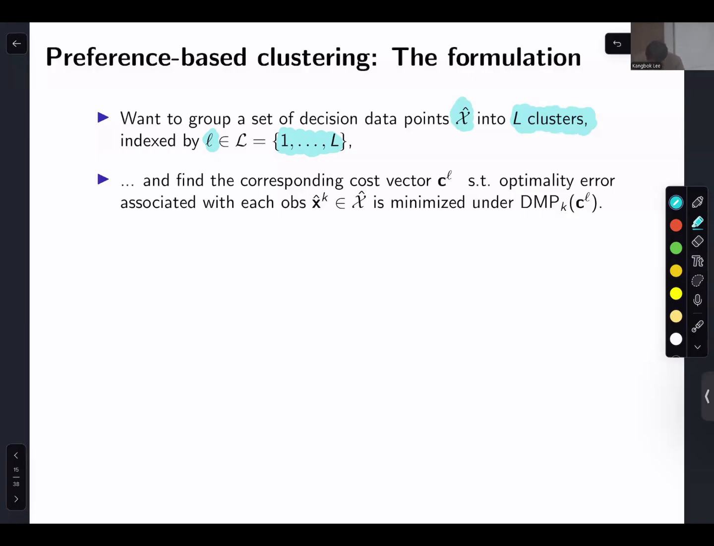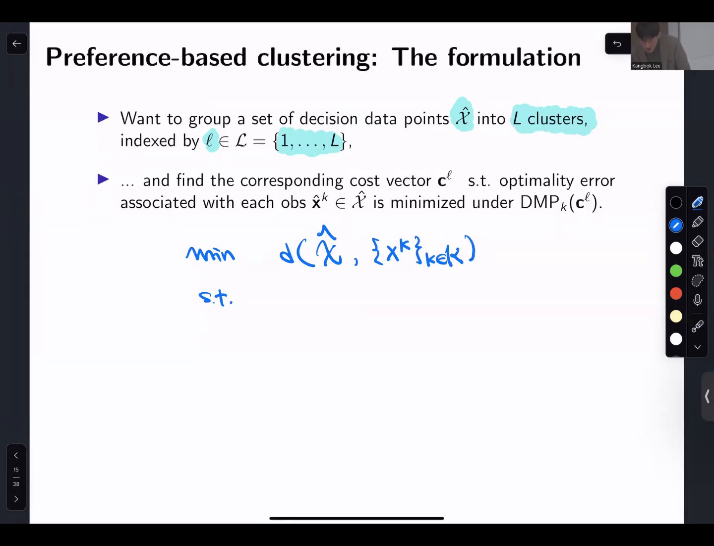So this is exactly what I mean. I can write it in math, and that might actually be better. There's this given solution, a bunch of decision data given, x hat k, where k is in big K. I want to minimize the distance between the given data points and some new solutions xk, where that xk is the minimizer of the DMP for each decision maker.